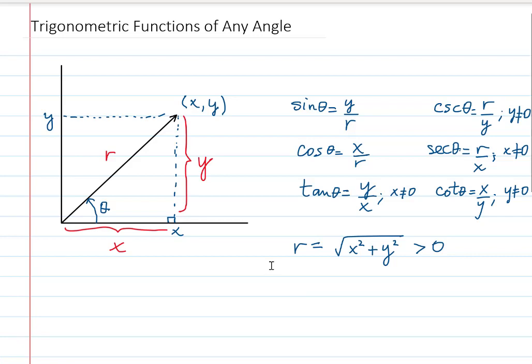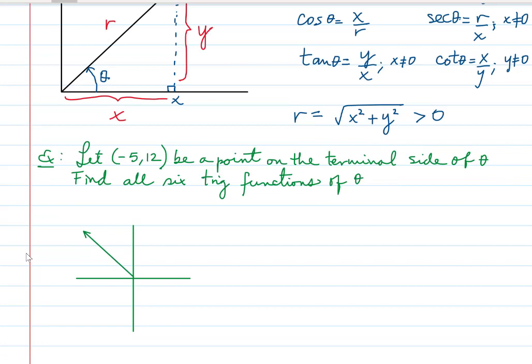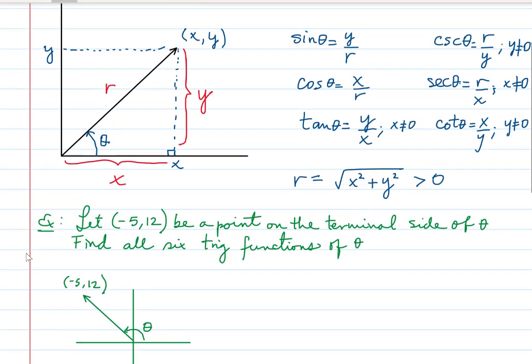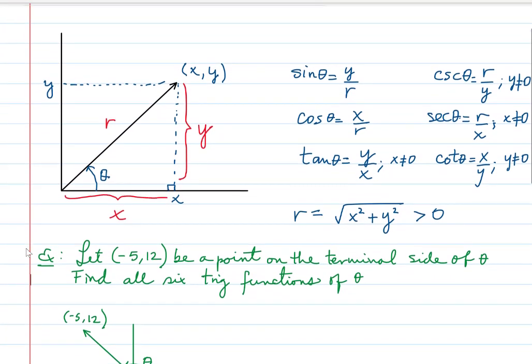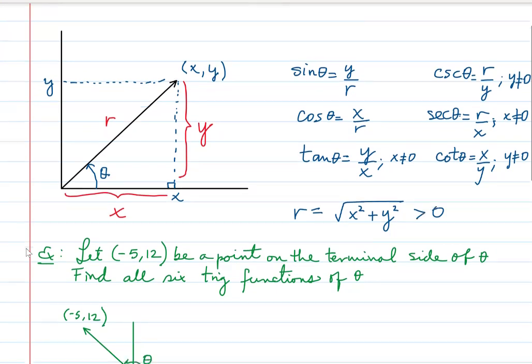So let's do an example here. We have a point on the terminal side of theta, and here's our angle theta. That's going to be in our second quadrant here. And we're asked to find all the 6 trig functions of theta. So again, using the definition we just discussed, we no longer have to keep doing the right triangle.